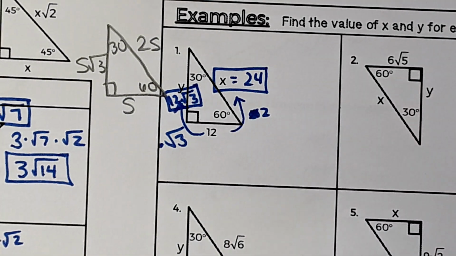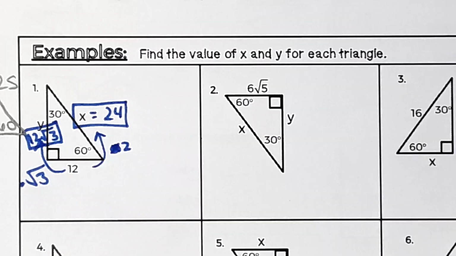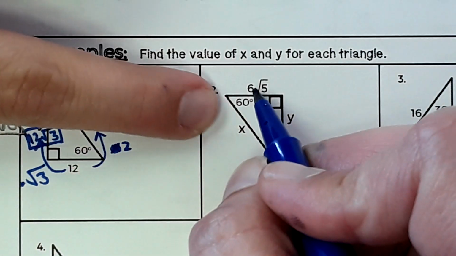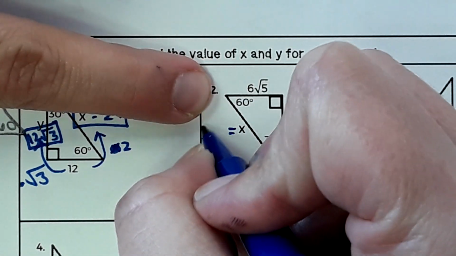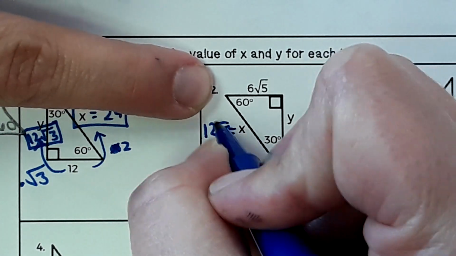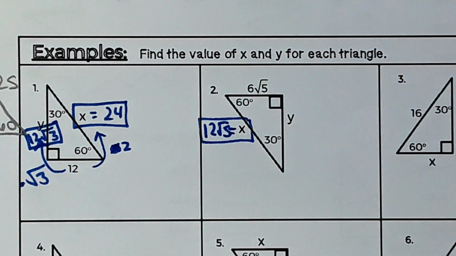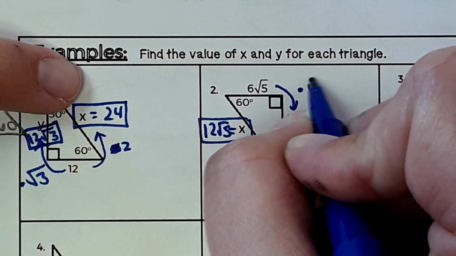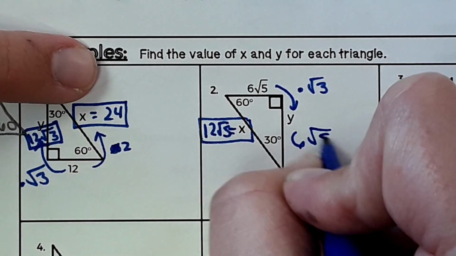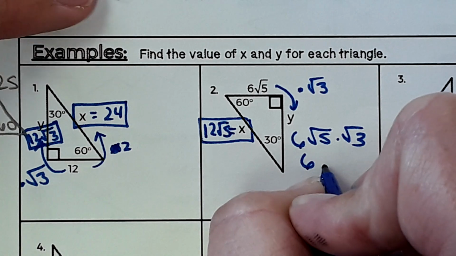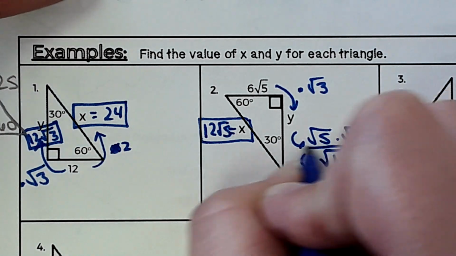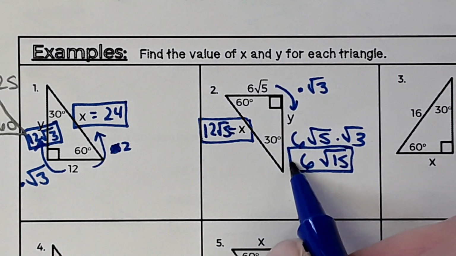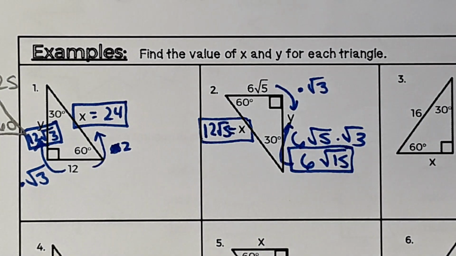Okay, number 2. Okay, they gave us the short side. Cool. Then I can just multiply that by 2 to get this side. So it'd be 12 square root of 5. And then to go from this to this, I have to multiply by square root of 3. So 6 square root of 5 times square root of 3 would be 6 square root of 15. It's not pretty, but it is what it is. Wait. Yeah, okay, I'm looking at the wrong problem over here.